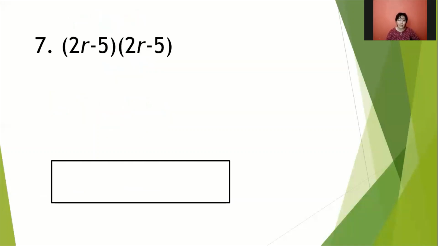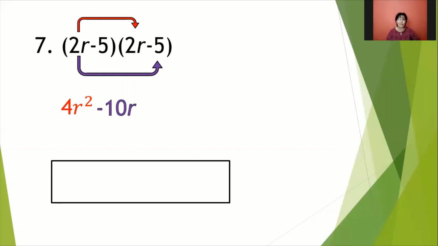Number 7. It is also a binomial multiplied to the other binomial. But in this case, it is the square of a binomial. Okay? Again, using the FOIL method, we have 2r times 2r is equal to 4r squared. 2r times -5 is equal to -10r. -5 times 2r is equal to -10r. And the last is -5 times -5 is equal to +25. Of course, you have to follow the rules of signed numbers.